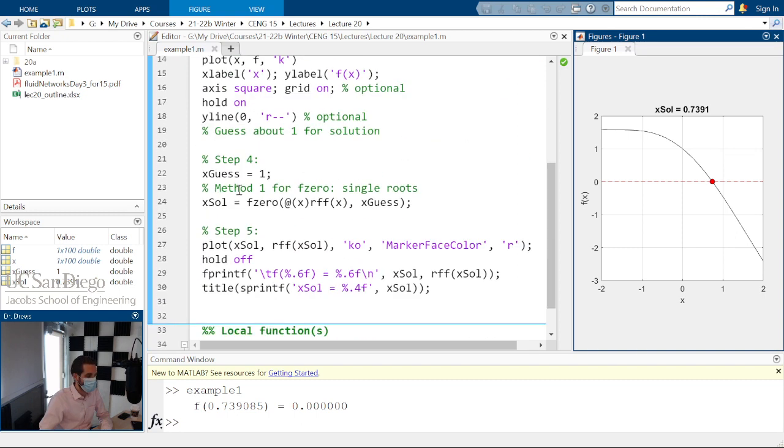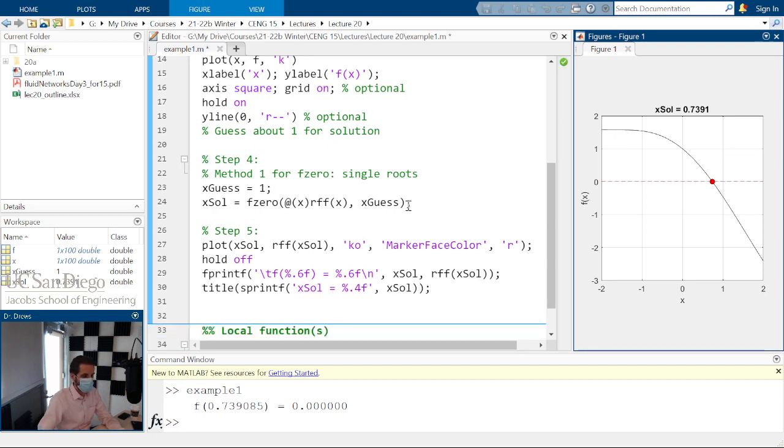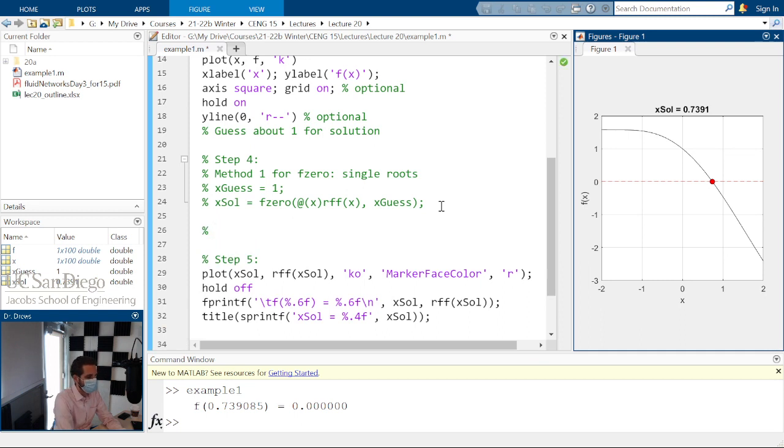But I had mentioned that this is only one of the methods, where we're guessing a single root. You can use just a single value for the guess and say, I think it's close to 1, somewhere in that area. The other method is that one that I had just talked about a moment ago. So we're going to comment this out and just compare the other option. So method 2 for F0 is to provide a bracket, which is another way to say bracket the root.